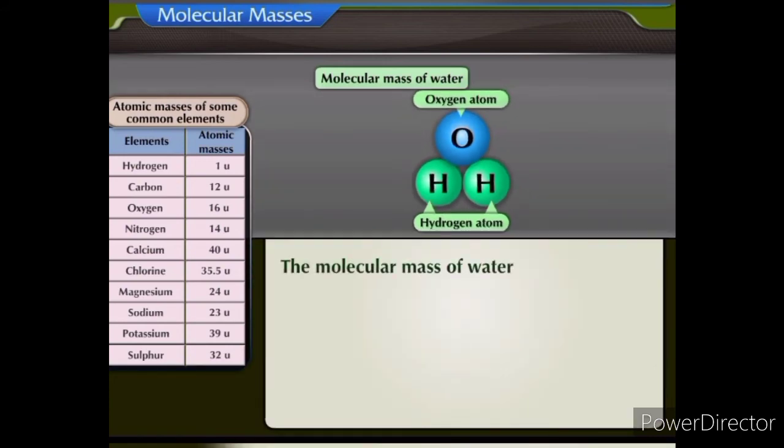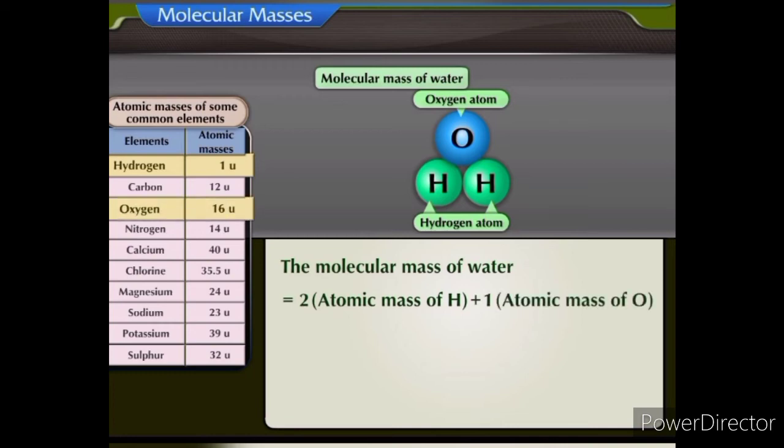Therefore, the molecular mass of water is equal to 2 multiplied by the atomic mass of hydrogen plus 1 multiplied by the atomic mass of oxygen. We know that the atomic mass of hydrogen is 1 unit and that of oxygen is 16 units. This is equal to 2 multiplied by 1 plus 1 multiplied by 16. Therefore, the molecular mass of water is equal to 18 units.